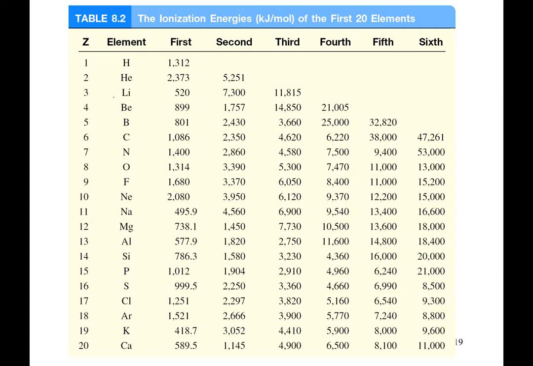So let's look at lithium. It's very easy, it's 520. Why is it 7,300 for the second one? Notice it goes from 520 to 7,300. Why is it 7,300 for the second one?